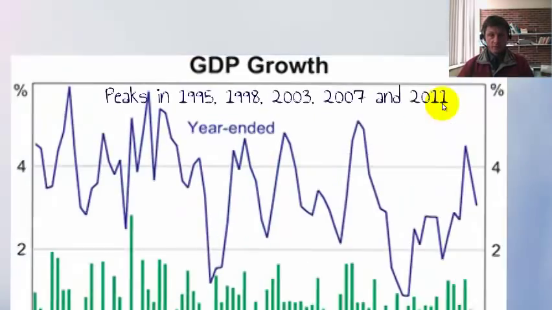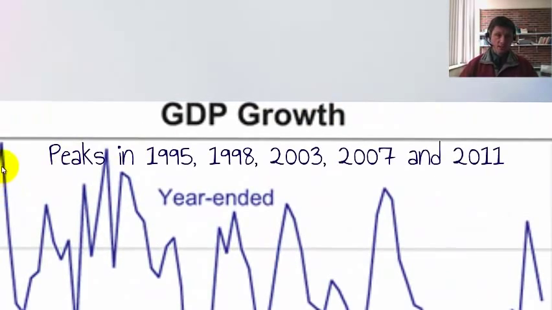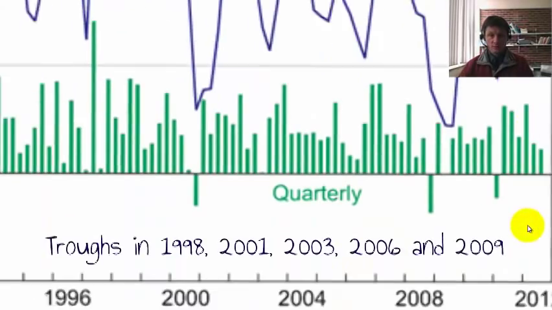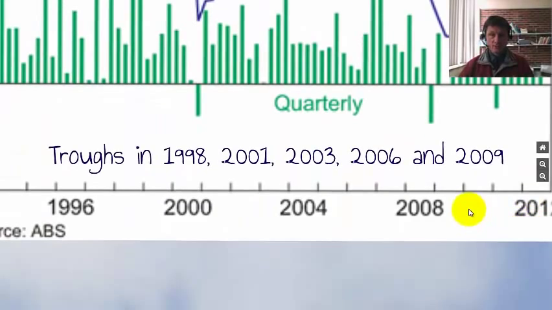The trends over time have been that we've had peaks, as you can see here, in 95, 98, 2003, 2007, and there's another one, 2011, which is coming down from. And correspondingly, we've had some troughs in 98, 2001, and the big one in 2009.